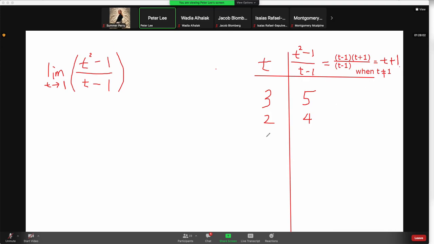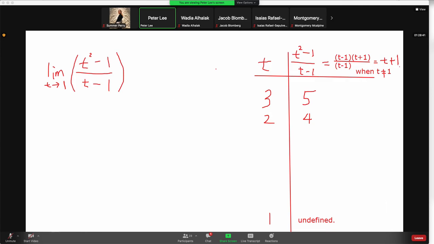Now we want to let this t approach 1. What happens if it's actually 1? When t equals 1, this expression is actually undefined. It's not 2, it's undefined. But we are not interested when t equals 1. We want to know what happens when t is approaching 1.